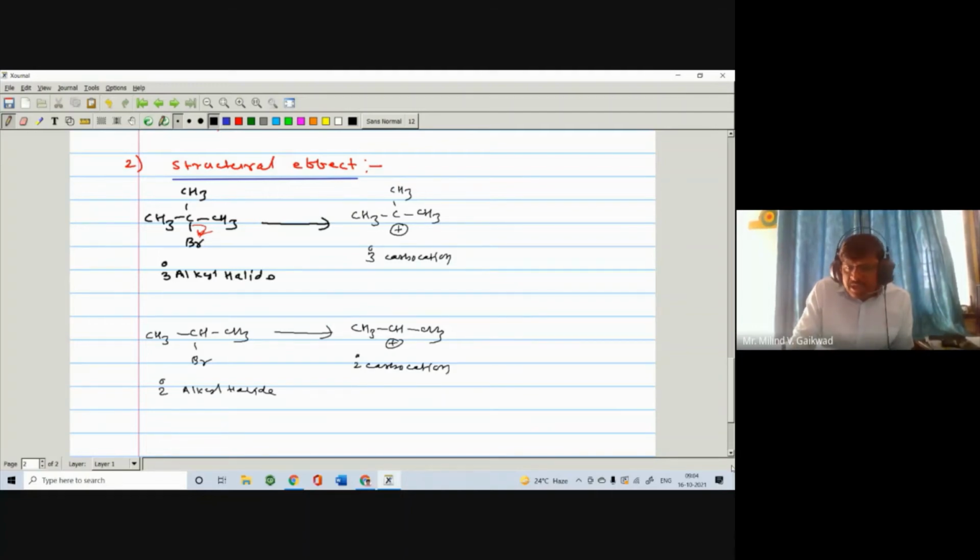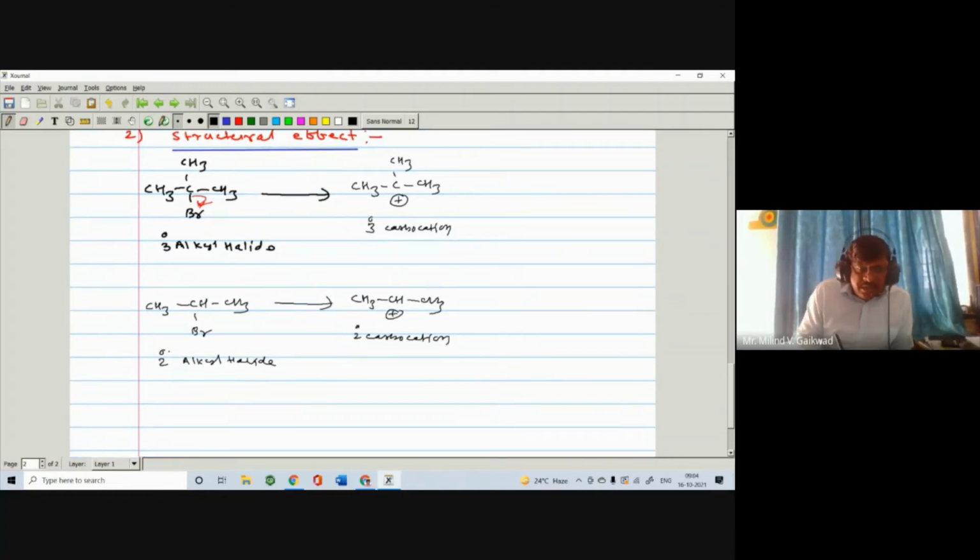2-degree carbocation means secondary carbocation. And next one, if you take CH3, CH2 and Br, primary alkyl halide. So here there is a formation of carbocation. There is a primary carbocation, CH3, CH2 and positive. Here is a primary carbocation.